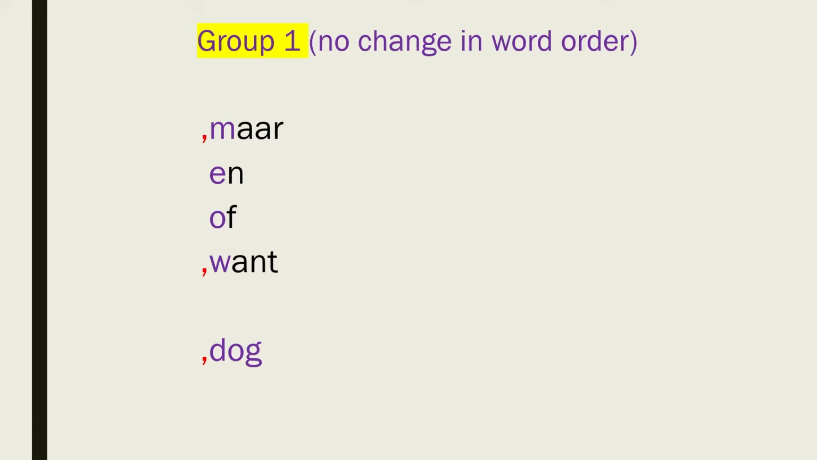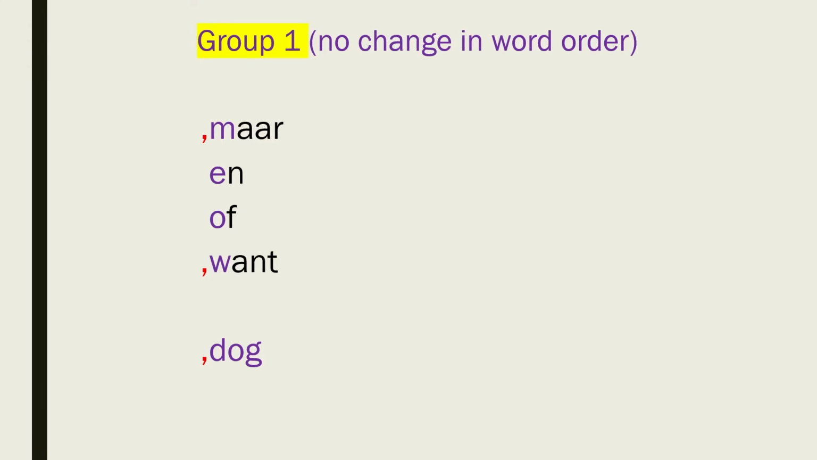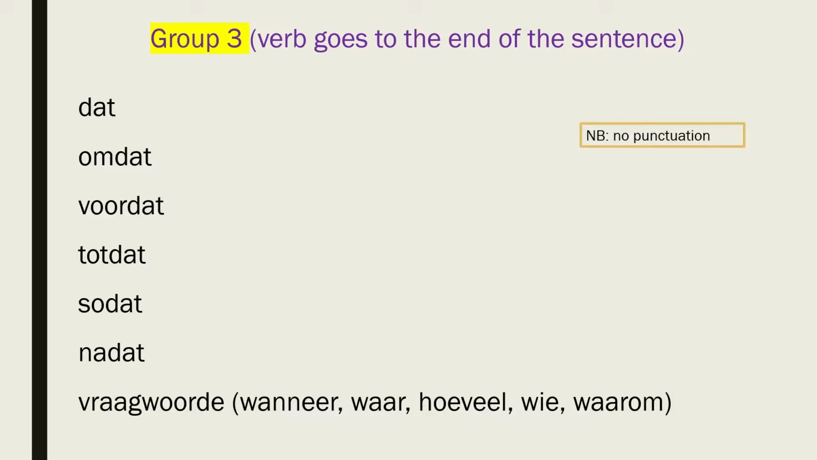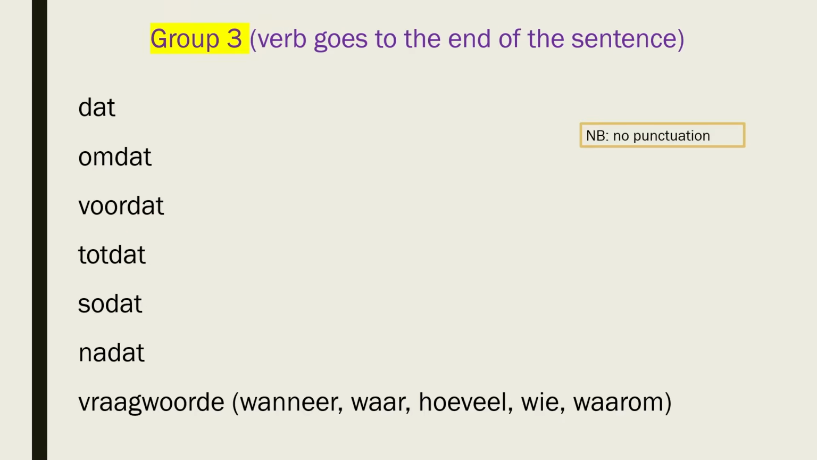Okay. Just a recap of group 1, group 2, and group 3. Remember, group 1 is your meow and your dog with no change in the word order. When I say that, I mean there's no change in the two sentences you have to combine. In group 2, the verb goes immediately after the voegwoord. And in group 3, the verb goes to the end of the sentence. And remember, there's no punctuation in group 3. Group 3 is all your dots. So group 2 is the one that's not meow or dog and not dot.